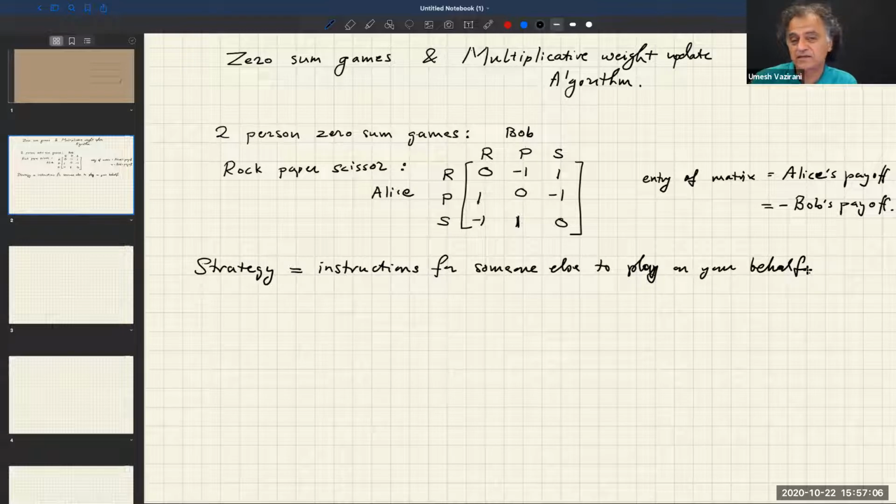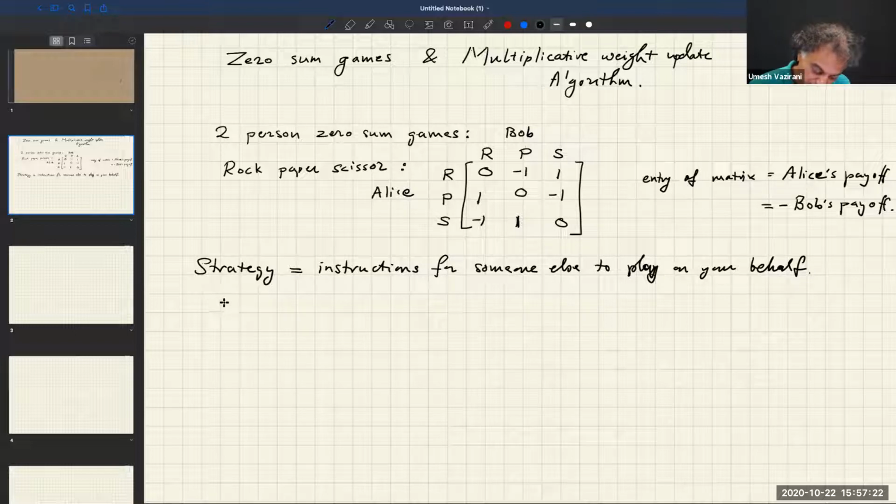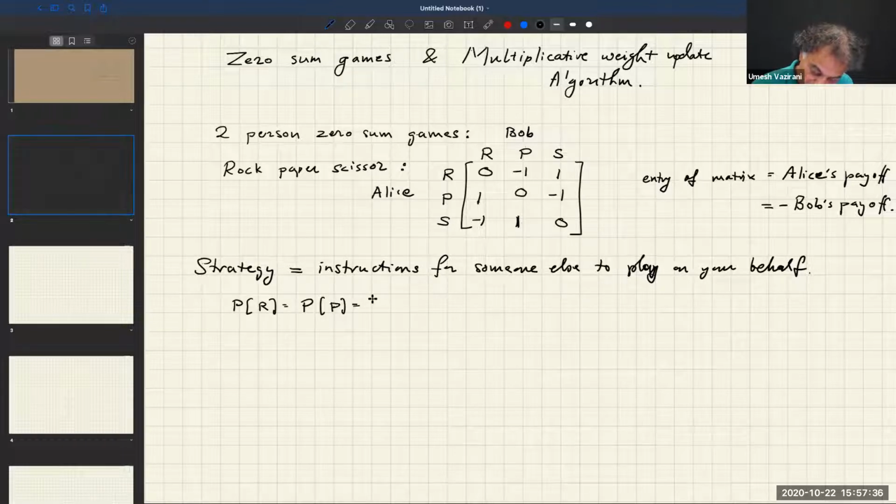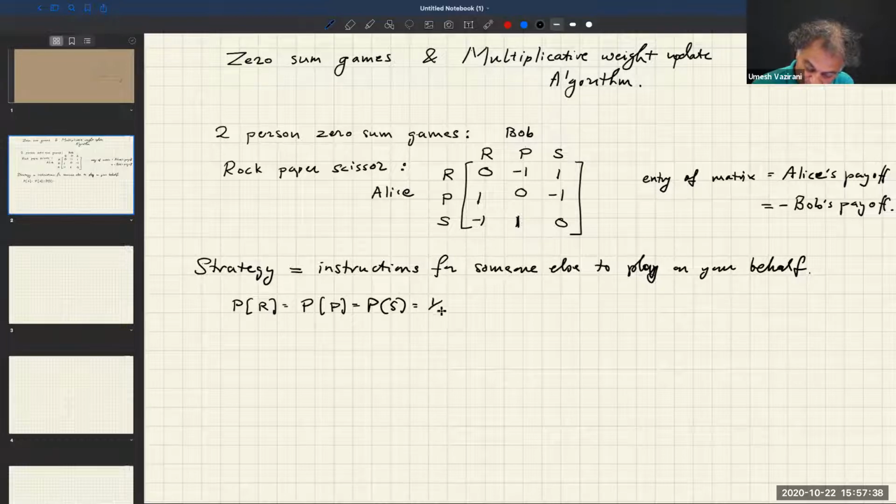And in this case, if you were giving somebody else instructions on how to play rock, paper, scissors on your behalf, you might say to them, look, as far as I can tell, the best thing to do is pick rock, paper, scissors with equal probability. Right? So you might say, strategy: probability of rock equal to probability of paper is equal to probability of scissors equal to 1/3. That's a strategy.